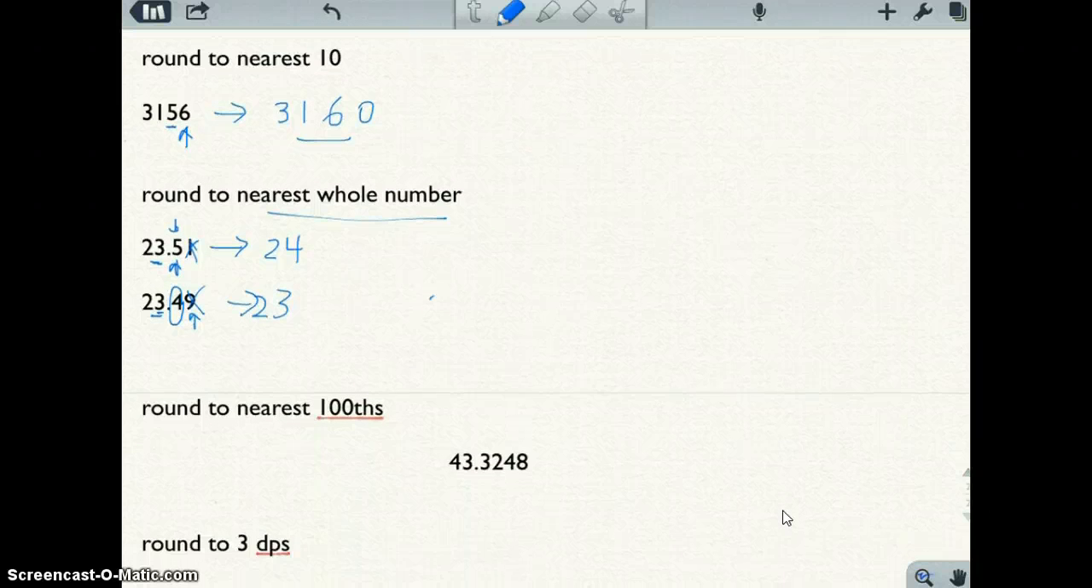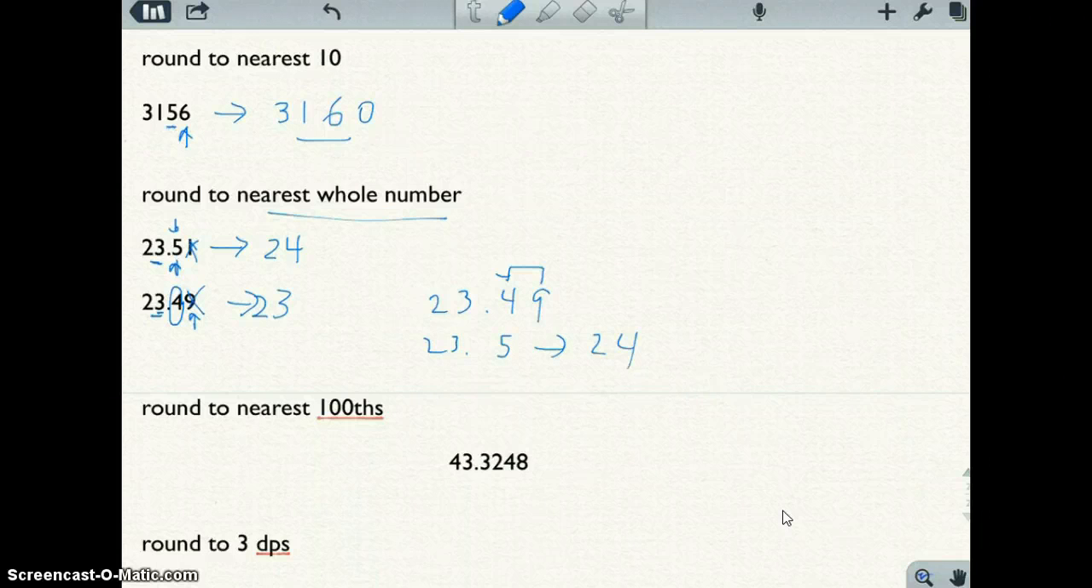If you say 23.49, the 9 makes the 4 go to a 5, 23.5 goes to 24, that is a big mistake. Okay? You do not consider the 9 when you do this rounding.